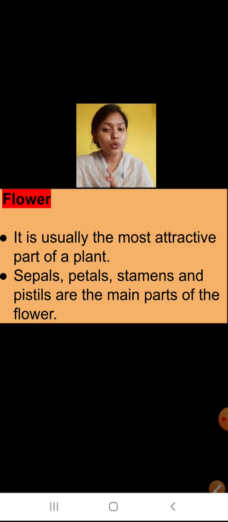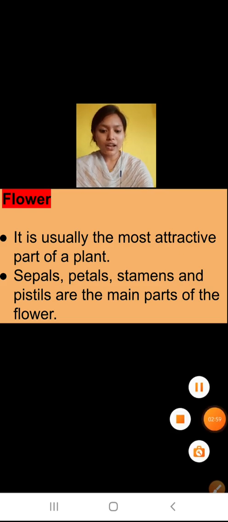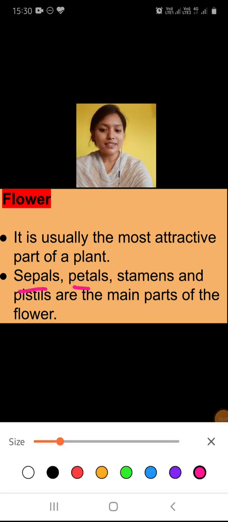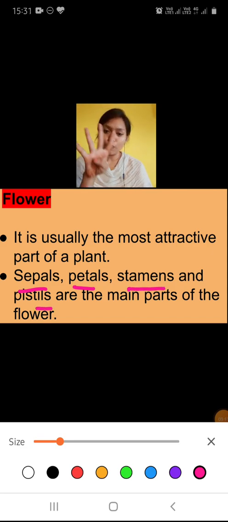Now we all know the most beautiful and attractive part of the plant is a flower. We always like flowering plants, yes or no? What are the different parts of the flower? In a flower, sepals are there, petals are there, stamen is there, pistil is there. These are the main parts of the flower. The 4 main parts are sepal, petal, pistil and stamen. So these are the most important parts of a flower.